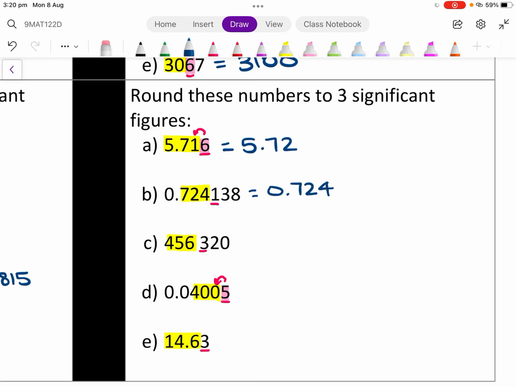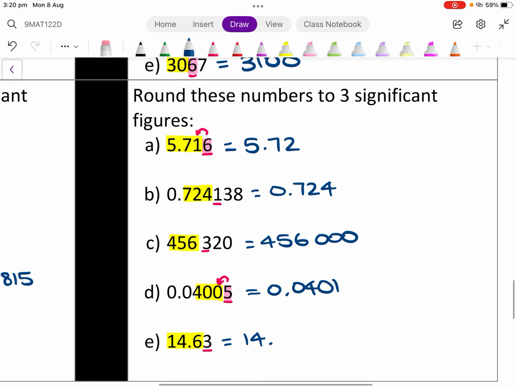The next one, you should have got 0.724. You should have then got 456,000. Then you should have got 0.04. We have to round up, so 0.1. And lucky last, you should have got 14.66.